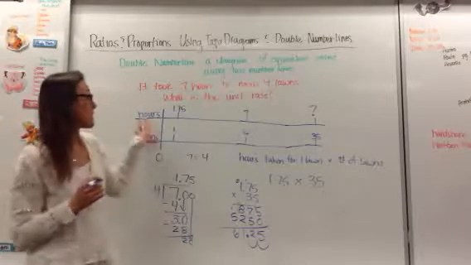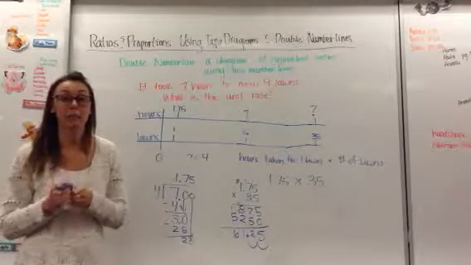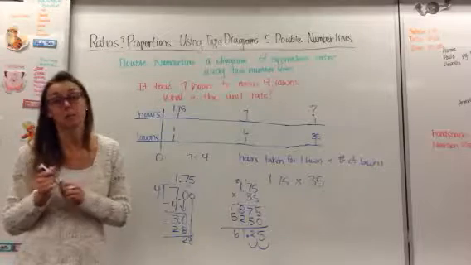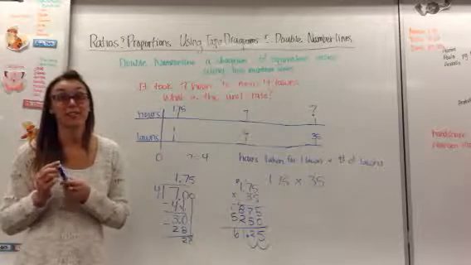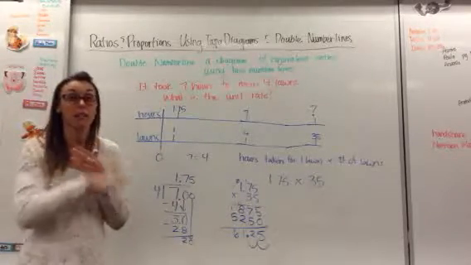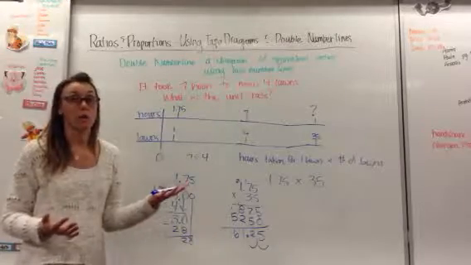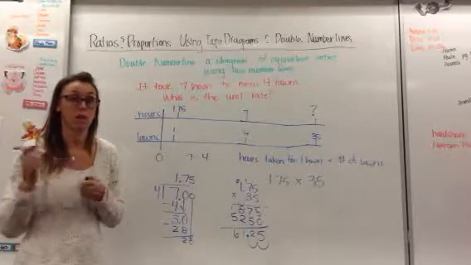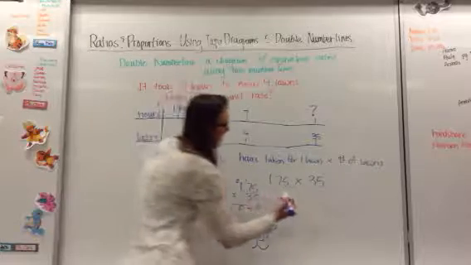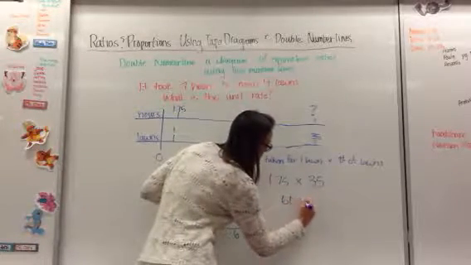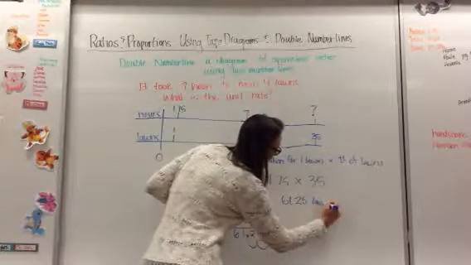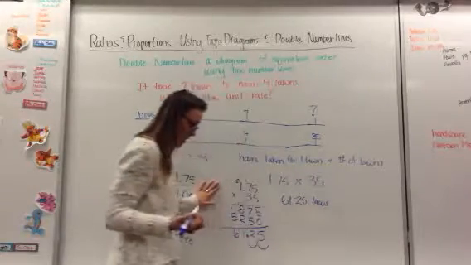See how I could use a double number line and a tape diagram to help me visually represent ratios and help me figure out if it's a division or a multiplication problem. So that is equal to 61.25 hours.